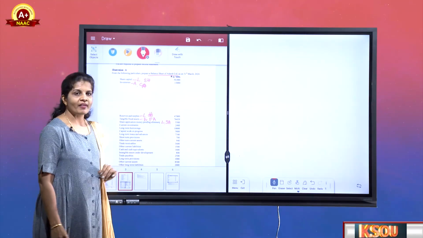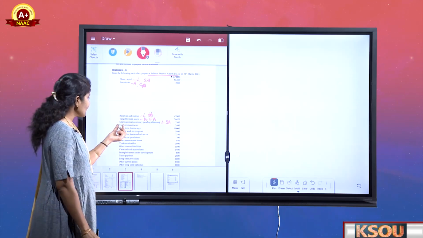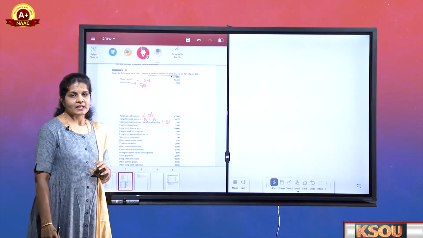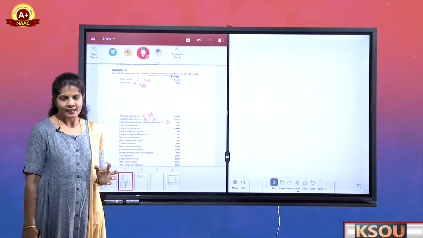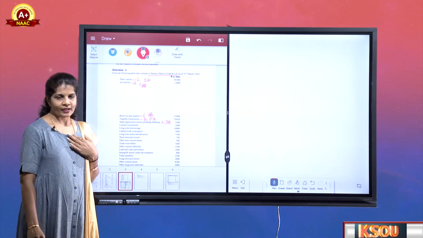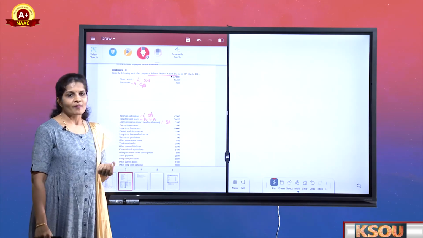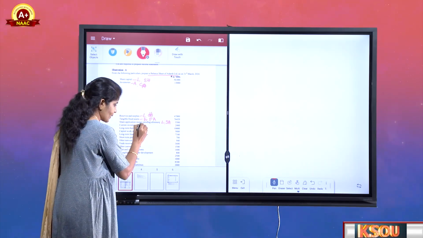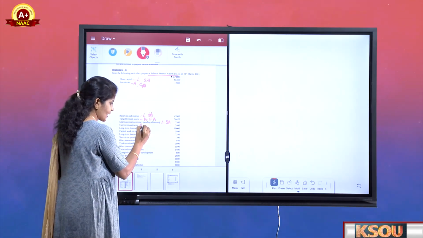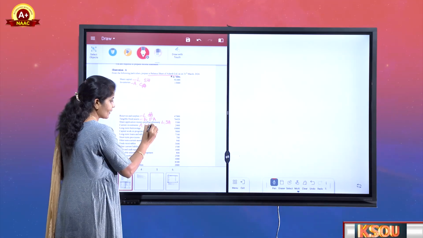The amount is 5,300. Next, current investments. Investment is always an asset. Wherever we invest our funds, we consider that as an asset for us. So here current investment is nothing but an item of current asset, which will be shown on the asset side under the heading current asset.